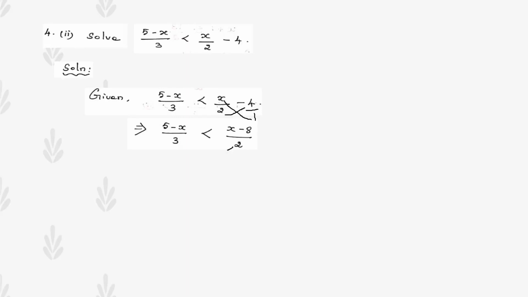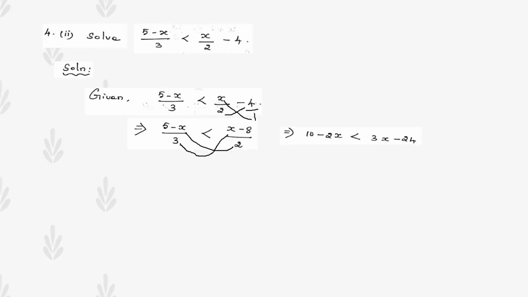Next, this 2 has to be cross multiplied here. Next, this 3 has to be cross multiplied here. So when this 2 multiplies 5 it is 10, and multiplied by x it is minus 2x, that is 10 minus 2x, which is less than 3 multiplied gives 3x minus 3 into 8, that is minus 24.